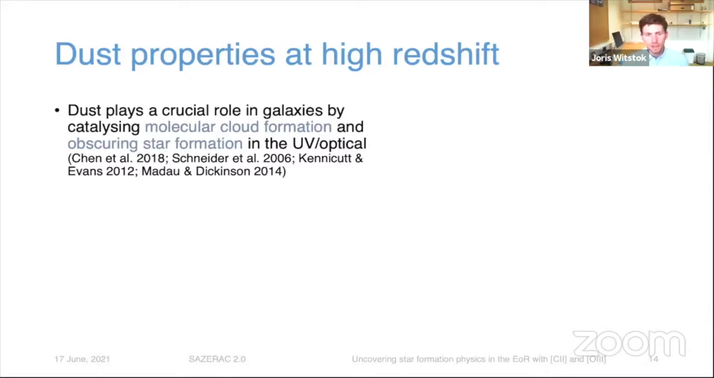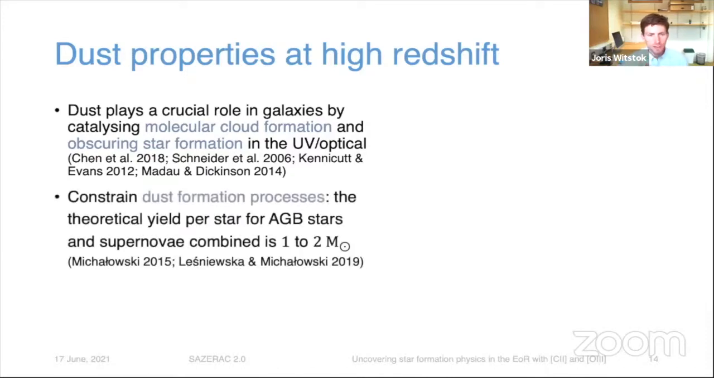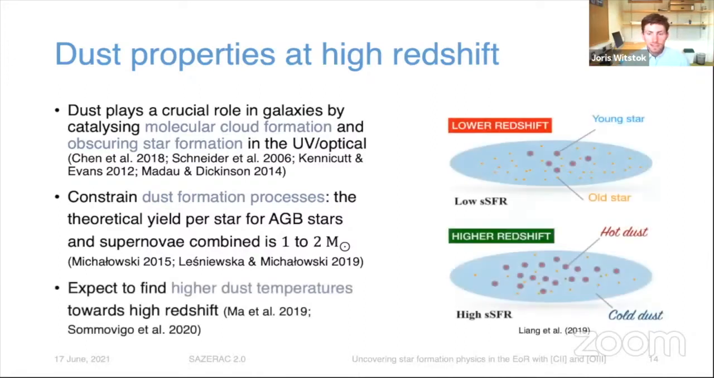So what can we learn by looking at dust at high redshift? Well, first of all, I think what's really interesting is that we see these systems at a time when the universe was so young, they simply haven't had a lot of time to actually form their dust. And so we can start to compare the amount of dust we see to what is theoretically expected from models, for example.